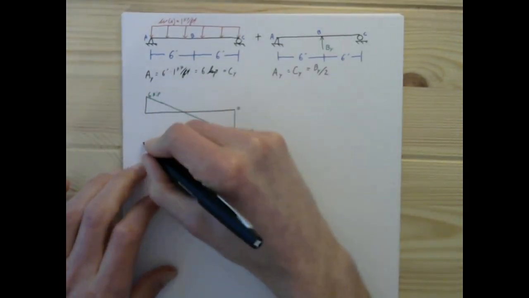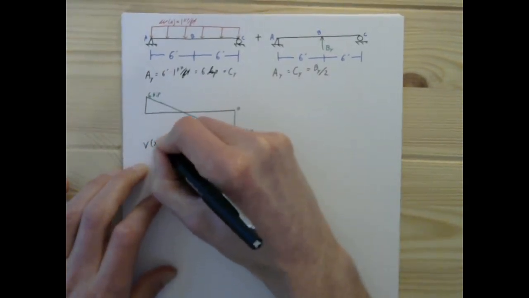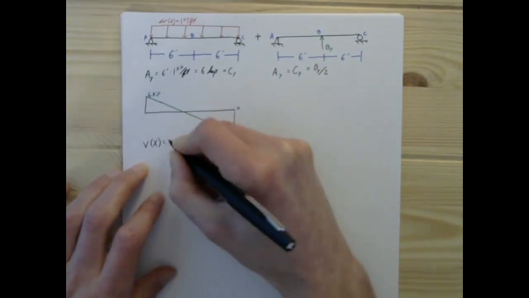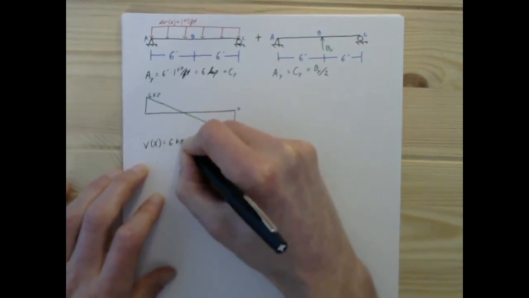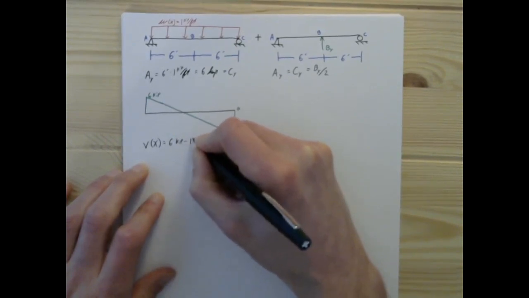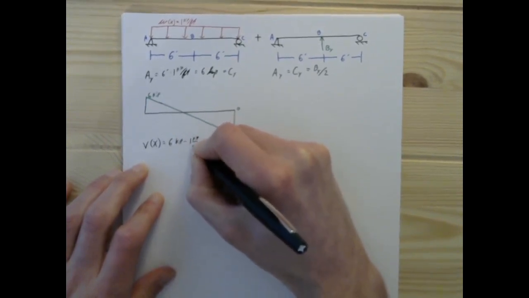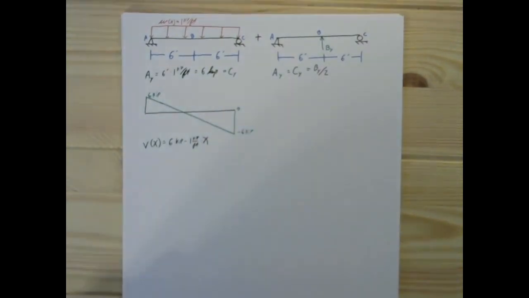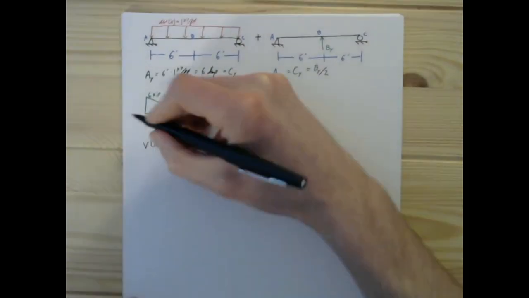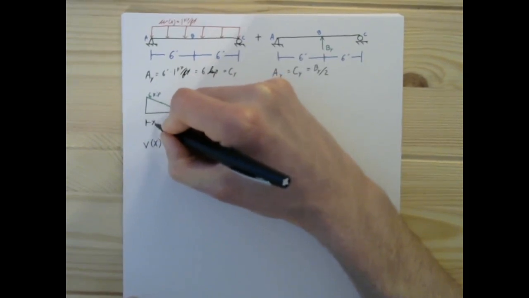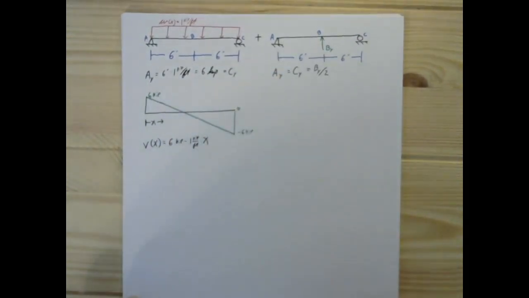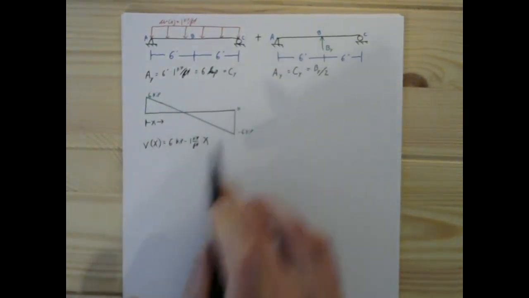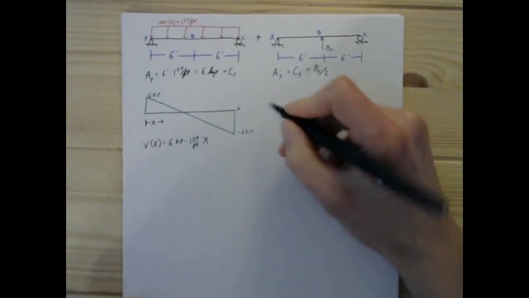So we're going to have our shear function. That's a function of x. It is going to be 6 kips minus 1 kip per foot times x. We only need one x function for the whole length of this. Very good.